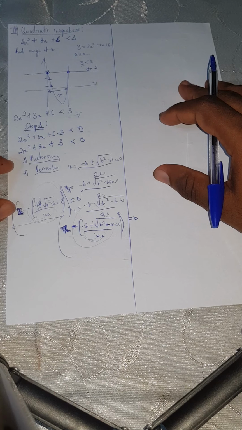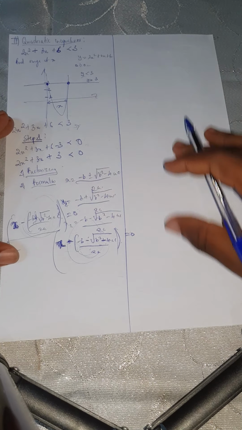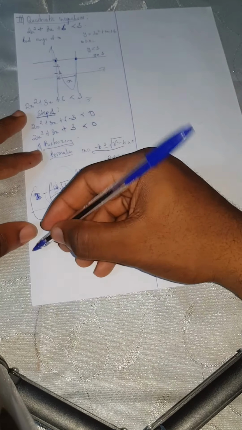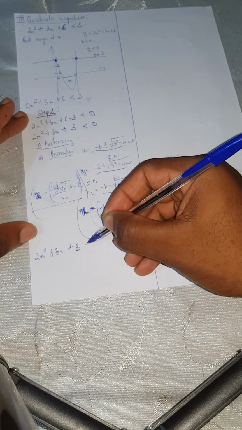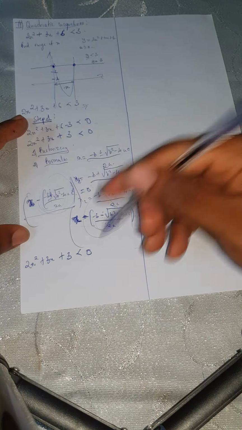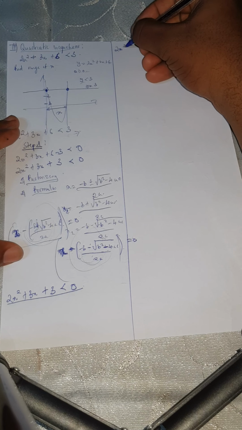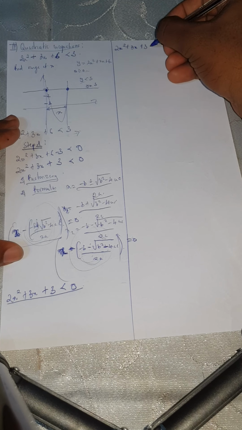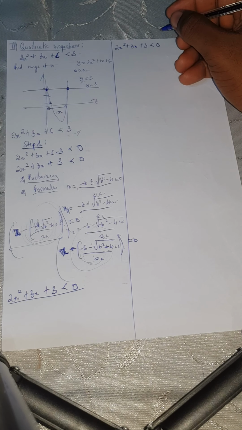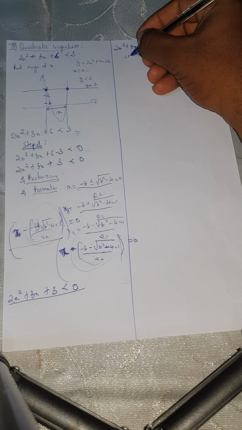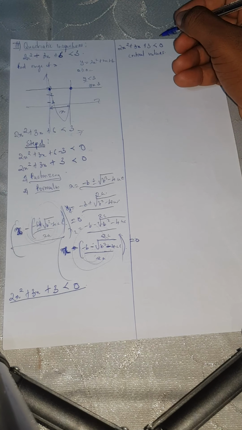So I'm going to calculate the inequality. Now, let's come back to this question. This question, we have 2x squared plus 3x plus 3 less than 0. Now, for us to proceed in this question, 2x squared plus 3x plus 3 less than 0, for us to proceed here, we need to find the critical values. The critical values are the values which make up the bounds of the inequality we have to form.